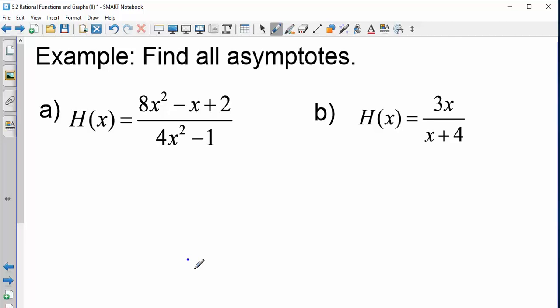Right now, at least for finding the vertical asymptotes, you need to factor your denominator if you can. So if I were only worried about that, since we're just finding our asymptotes, how would you factor it? 4x squared minus 1. Difference of squares. So we break it into 2x plus 1, 2x minus 1.